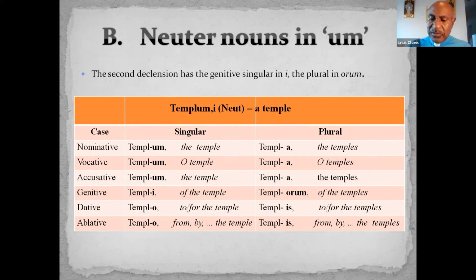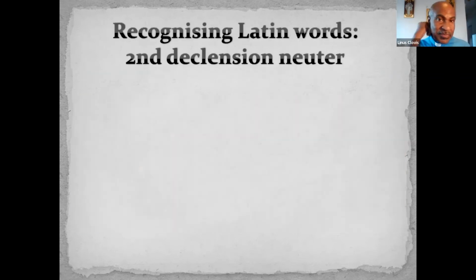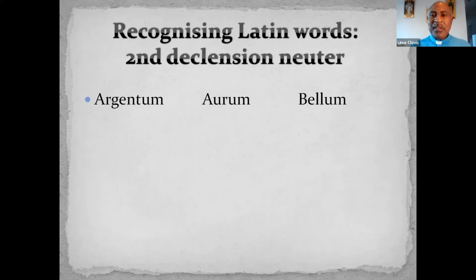So let's recognize some words belonging to the second declension neuter. Here are three that I think we should recognize at once. Argentum, what's that sound like? Argentina. Argent is what? If you're a chemist, you know that it's silver. Argentum is silver.